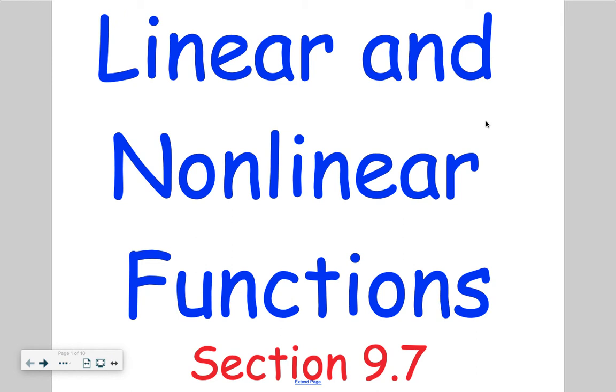Hello class, and welcome to section 9.7, which is about linear and nonlinear functions. Our goal today is to be able to use different formats to determine whether a function is linear or not.